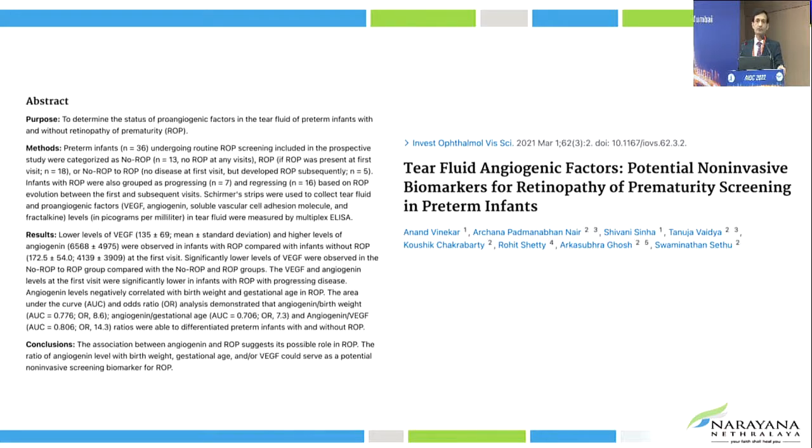What we are hoping to do is prospectively figure out which of these babies will end up requiring treatment. You can imagine how useful that will be. In the first screening itself, you take their tears, and then you can tell the mother, look, your baby has a chance of developing ROP 4 or 6 weeks later. This is work in progress. The initial part has been published in IOVS.